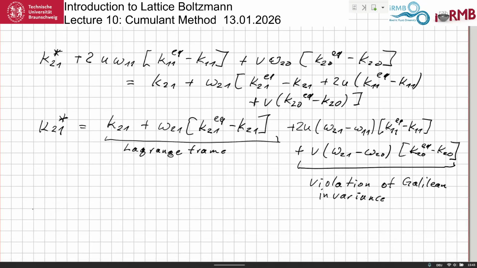This is so important that I'm going to write it down. Wait, I wanted to write two things down. First this: the third order moments are not Galilean invariant.